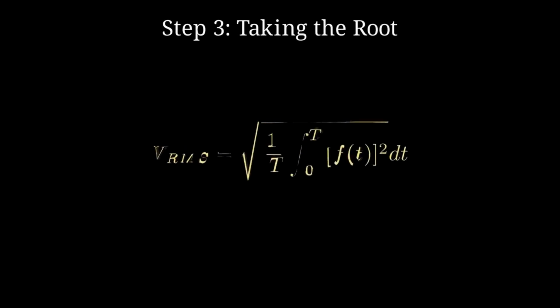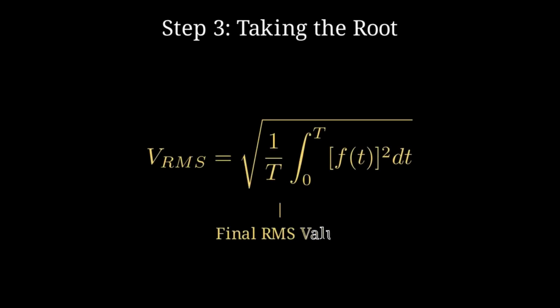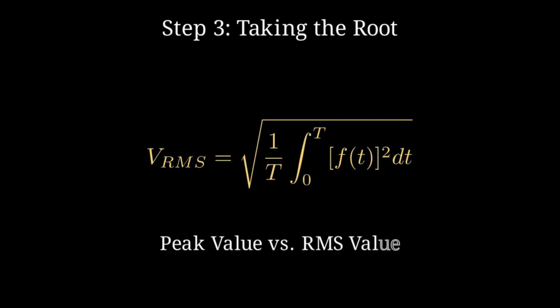Finally, we take the square root of that mean. This returns the value to the original units, volts or amps, rather than squared units. The result is a single value that tells us how much work the alternating signal can perform.